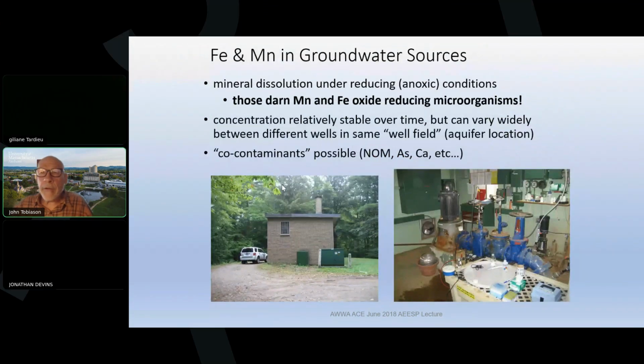So where do they occur? In groundwater sources, they occur in wells because of the reducing conditions in groundwaters, often related to microbes that shuttle electrons to metal oxides and reduce the metal chemically to soluble forms. Often in wells, the concentration can be very stable over time, but wells not so far apart can have very different concentrations. And there are other co-contaminants such as arsenic, hardness, radionuclides, natural organic matter, etc.